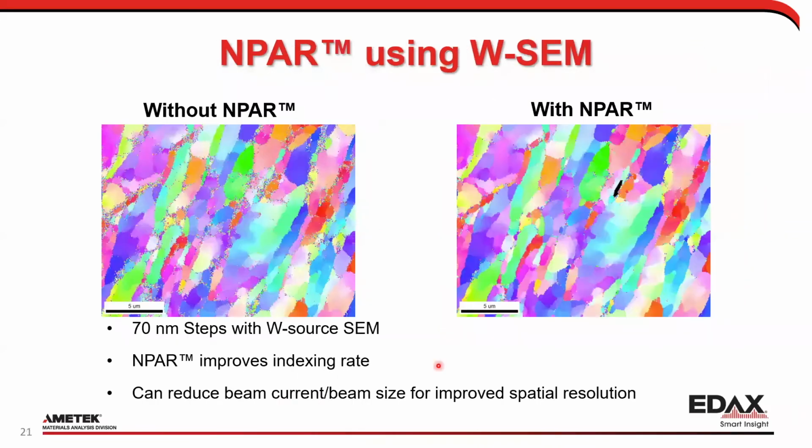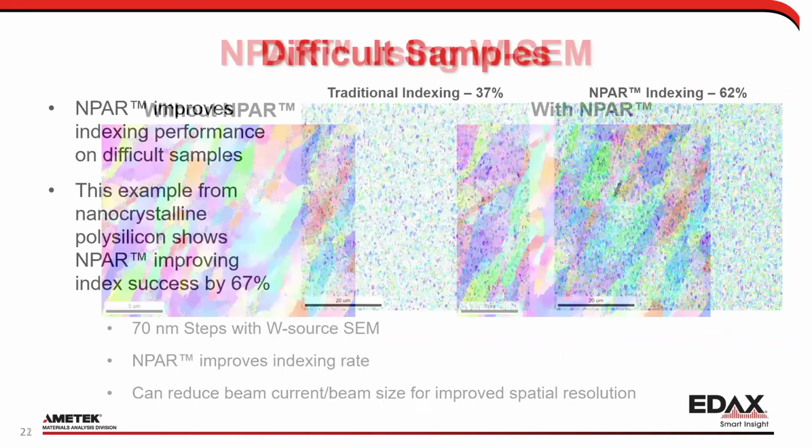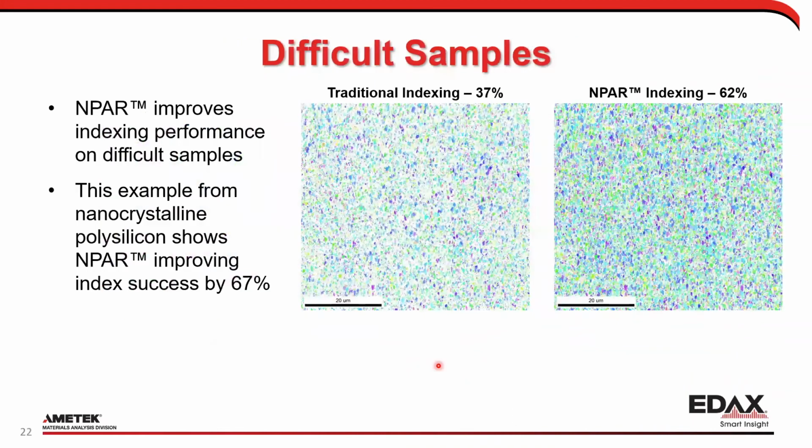Okay, here's a tungsten stem. Again, it helps us with a tungsten stem, but I don't think you guys have a tungsten stem, etc. Here's a good example of just a nanocrystalline polysilicon sample, which again shows great improvement. So that's NPAR, and again, you guys have NPAR on all your systems.